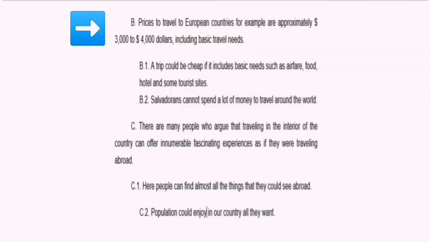Letter B. Prices to travel to European countries are approximately $300 to $400, including basic travel needs. B1. A trip could be cheap if it includes basic needs such as airfare, food, hotel, and some tourist sites. B2. Salvadorans cannot spend a lot of money to travel around the world.